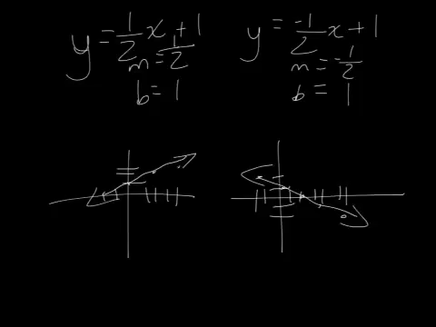So notice that the line that has the positive slope is going up from left to right, and the one that has the negative slope is going down from left to right.